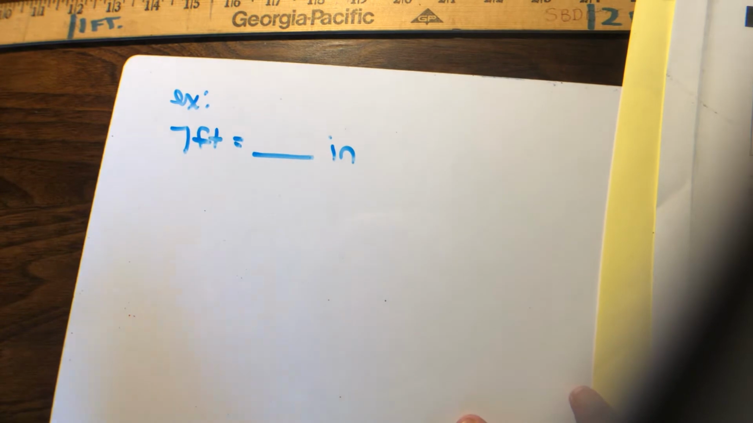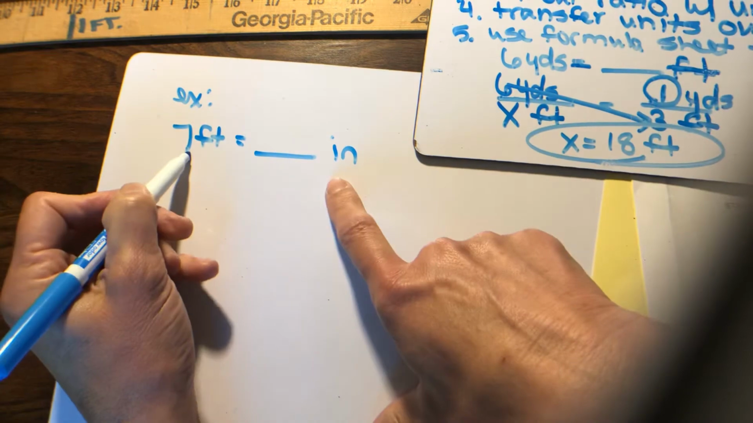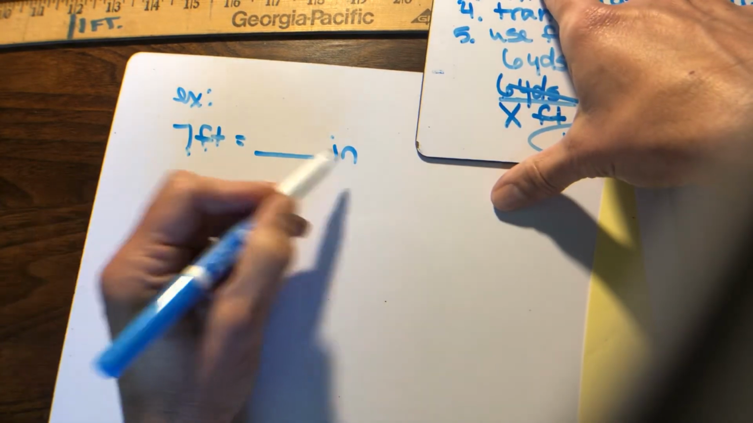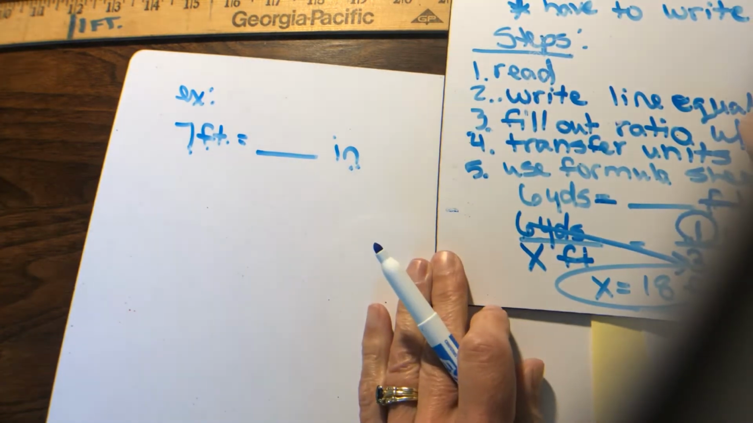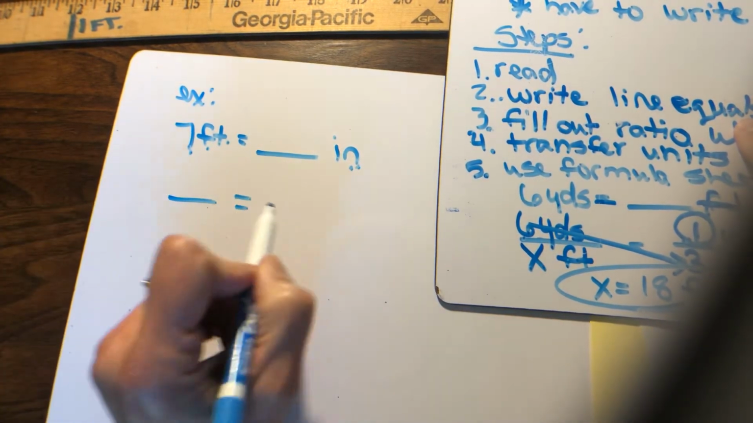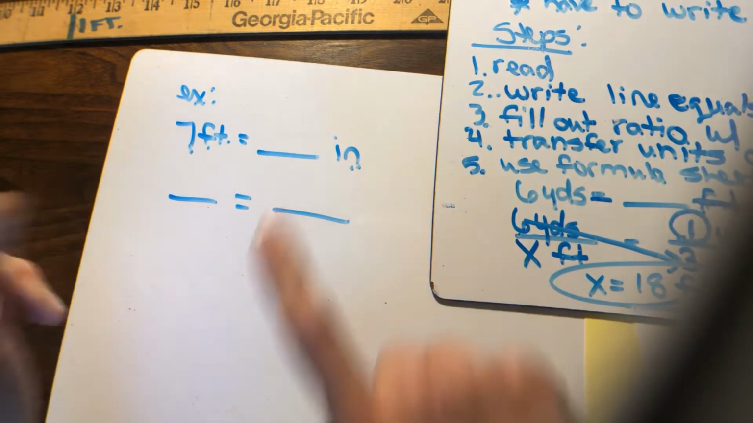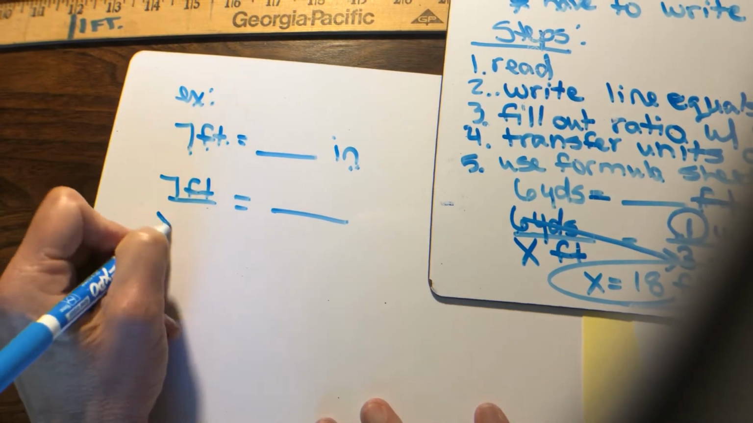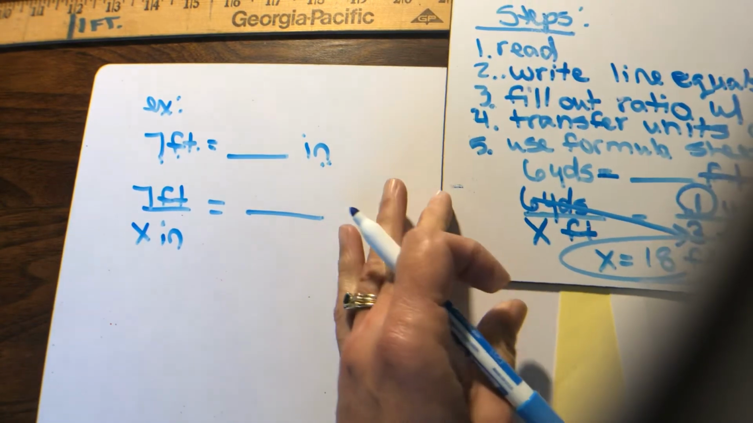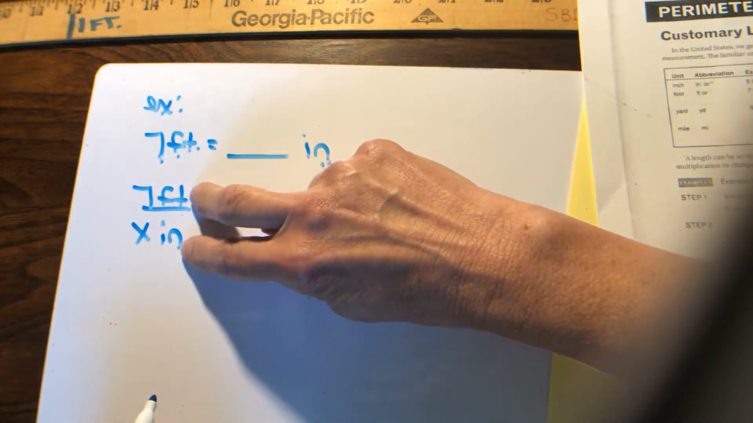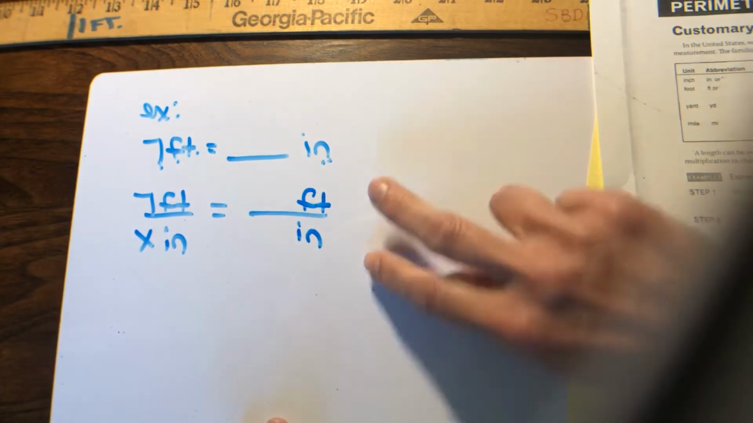That's my problem. So I want you to follow your steps. Now, if this is our problem, we see that we are converting feet to inches, so we need to write, we're just following our steps that hopefully you wrote down. We're going to write line equals line. Then we want to fill out this first ratio here, and we're going to use this problem, 7 feet over x inches, that makes our ratio. Now, don't forget to write your units. Transfer your units directly across, following your steps that should be on your note card.